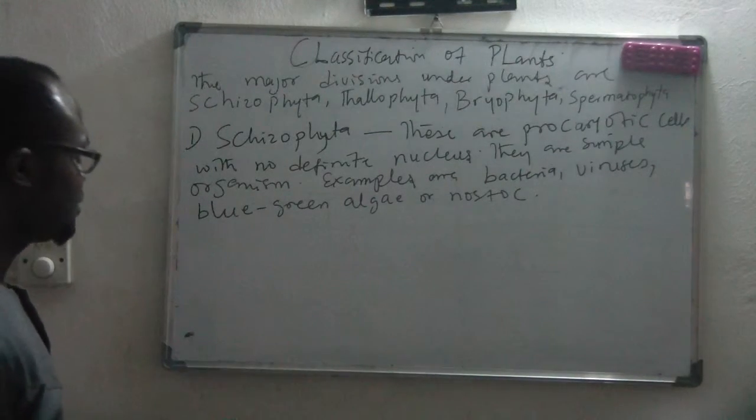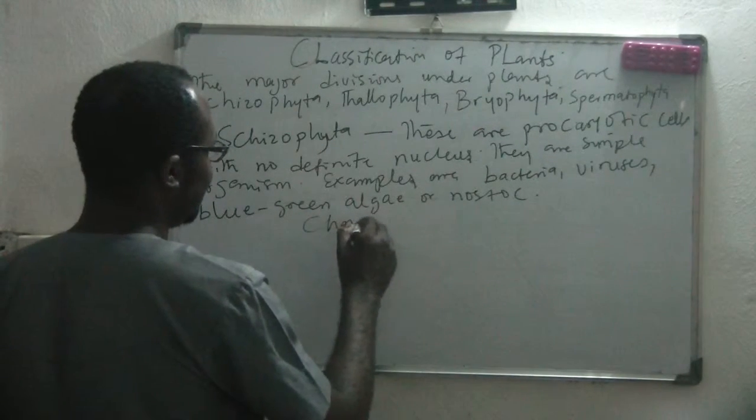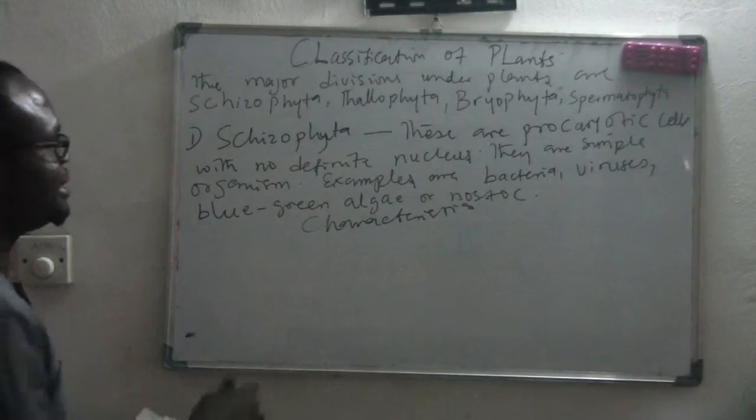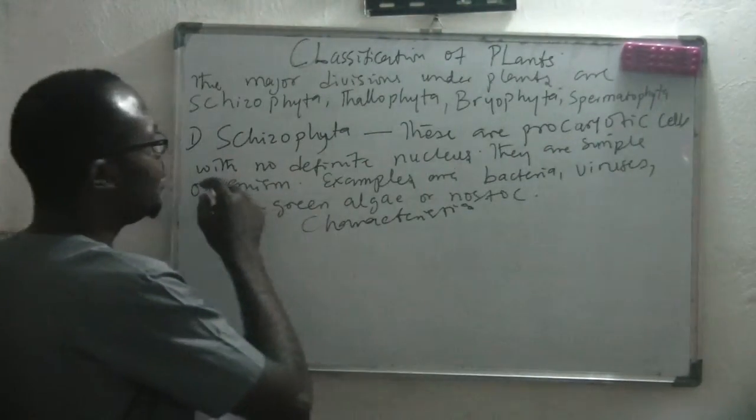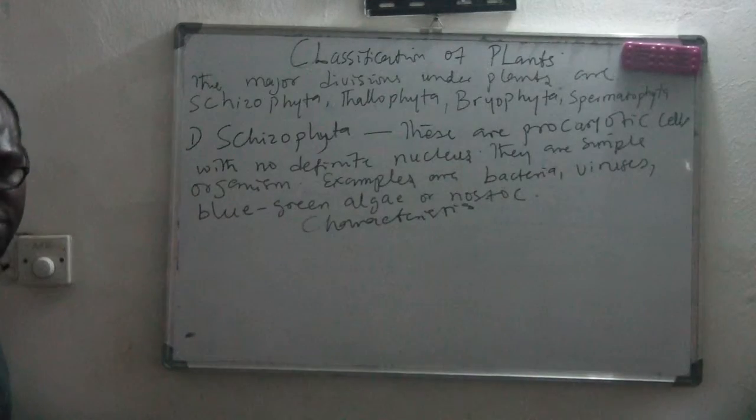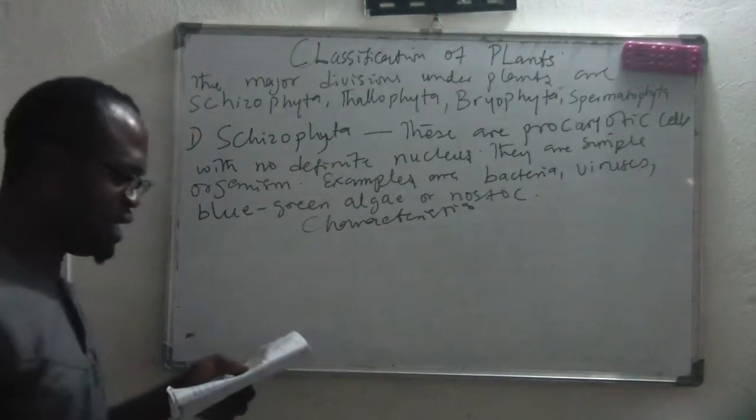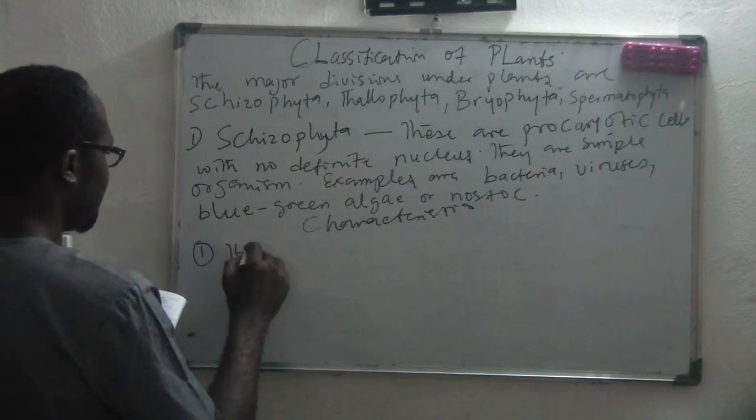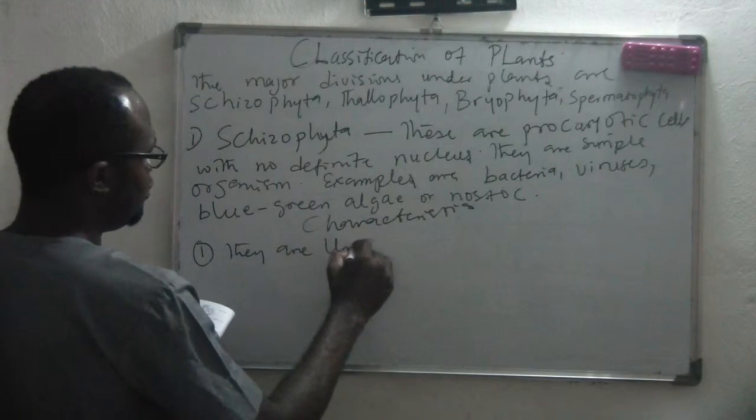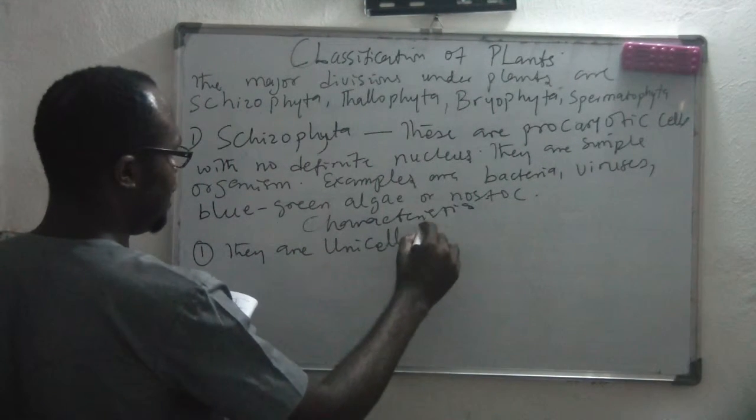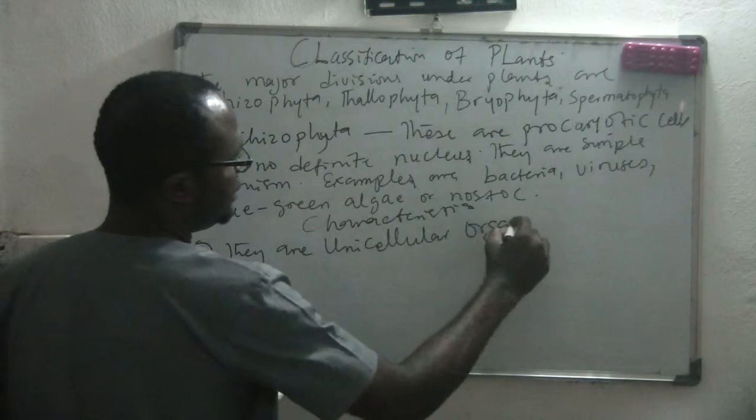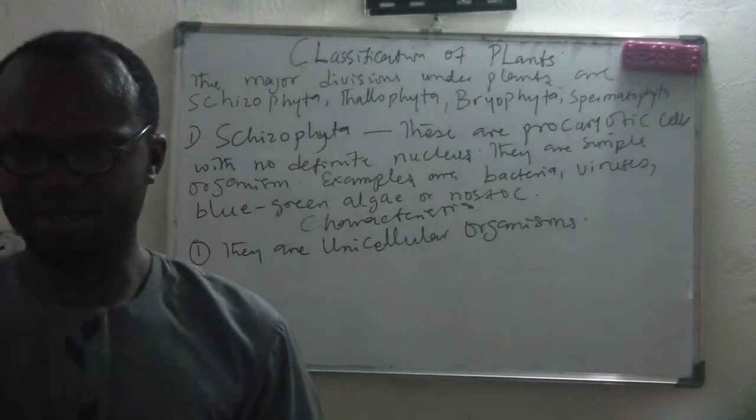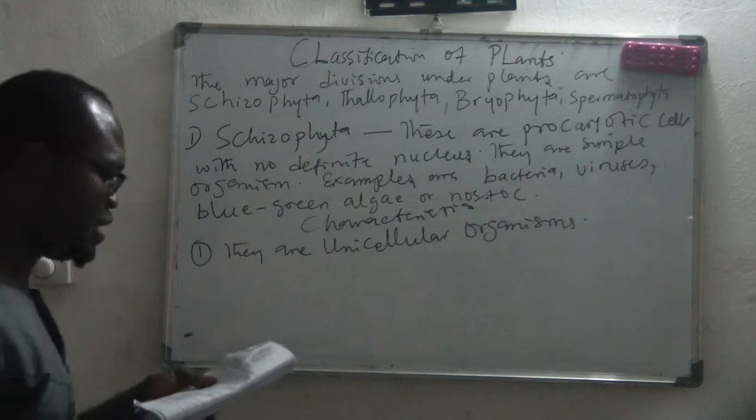You understand? So what are the characteristics? Number one characteristic is that they are prokaryotic cells with no definite what? Nucleus. Number two is that they are simple. So I can write here, they are unicellular organisms. What do we mean by unicellular organisms? They contain one cell. They are unicellular organisms.